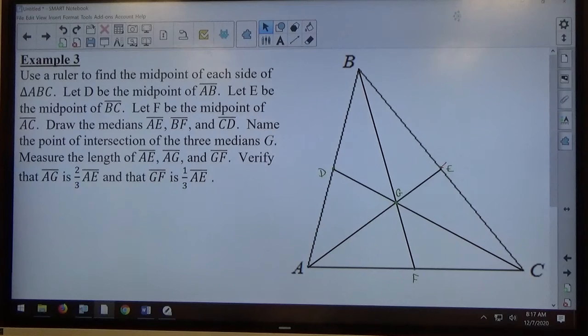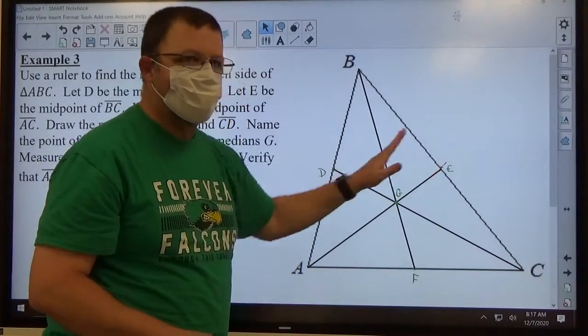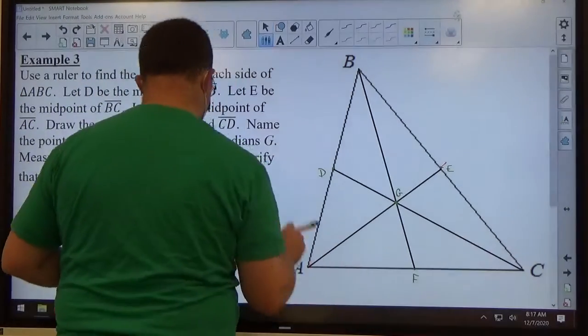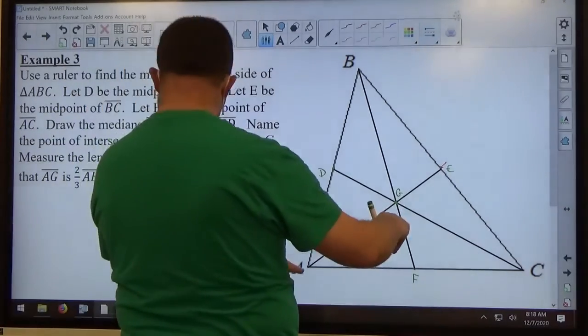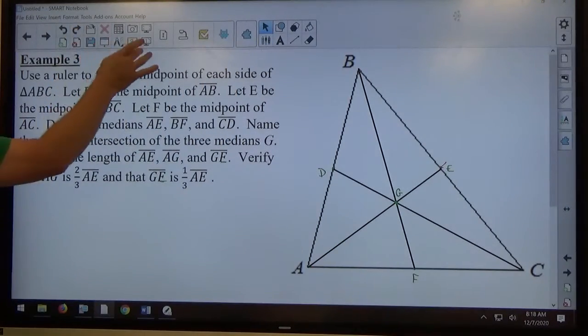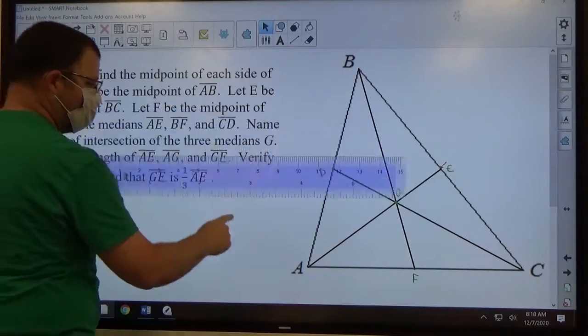So the other property we learned on Friday about the center of gravity, that centroid, that point G where the medians intersect, is that the distance from a vertex along the median is 2/3 to this point and 1/3 to that point. So I'm asking you to measure the length of AE, AG, and GE. This should say GE here. Again, the measurements I get won't be the same as yours, but I'm just going to use my ruler to take measurements here. You can do it on your own paper also.